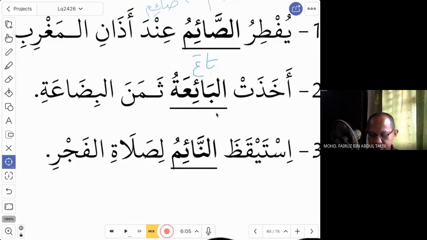Now, the third sentence: istayqadha na'imu li salatil fajri. Wake up. So this guy woke up for Fajr prayer, for Subuh prayer. Salatul Fajr is the same as Salat as-Subh. We say Salatul Fajr, Salatul Subh. So who is this person? Na'im.